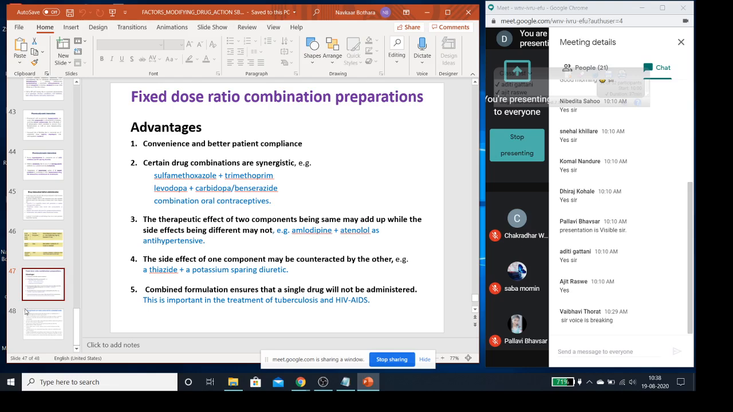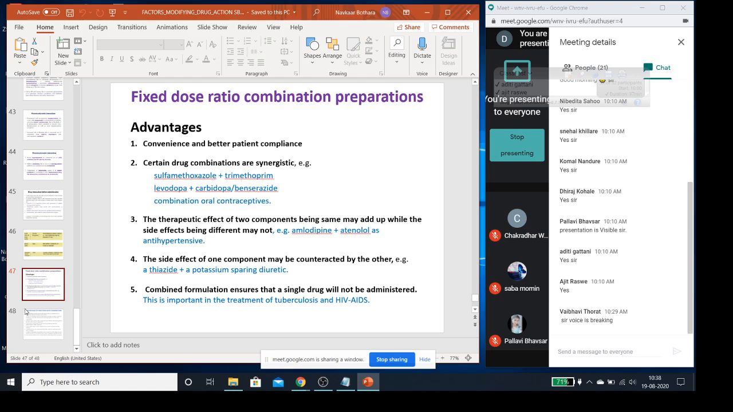Now, what is the situation about it? What is important about it? What are the advantages? It is convenience: instead of taking two tablets, when they are combined, only one tablet will have to be taken. This is called a fixed dose combination.